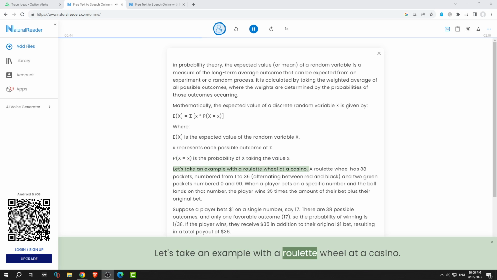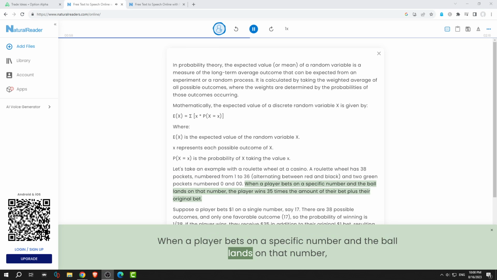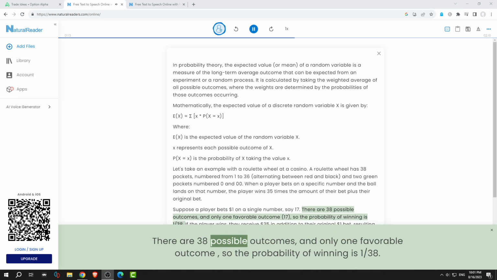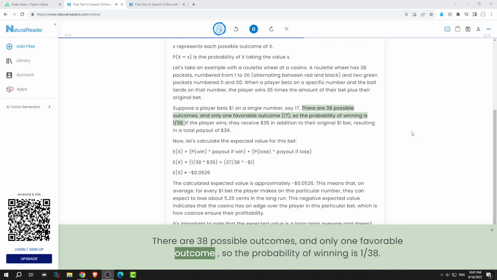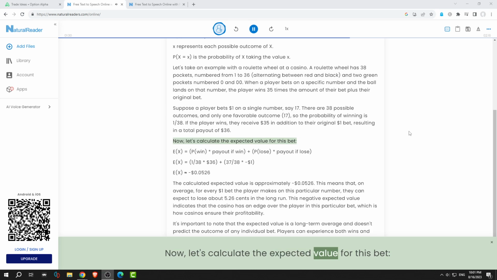Let's take an example with a roulette wheel at a casino. A roulette wheel has 38 pockets, numbered from 1 to 36, and 2 green pockets numbered 0 and 00. When a player bets on a specific number and the ball lands on that number, the player wins 35 times the amount of their bet, plus their original bet. Suppose a player bets $1 on a single number, say 17. There are 38 possible outcomes, and only one favorable outcome, so the probability of winning is 1/38. If the player wins, they receive $35 in addition to their original $1 bet, resulting in a total payout of $36. Now, let's calculate the expected value for this bet.